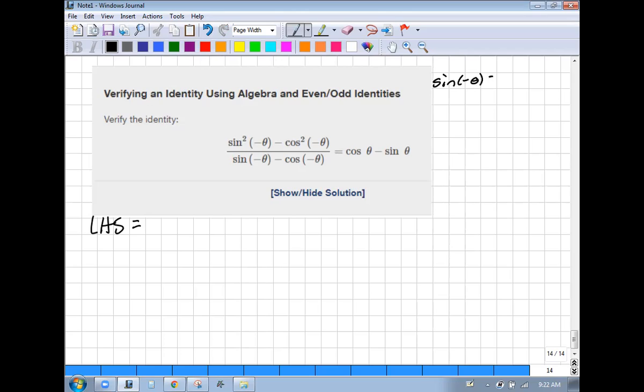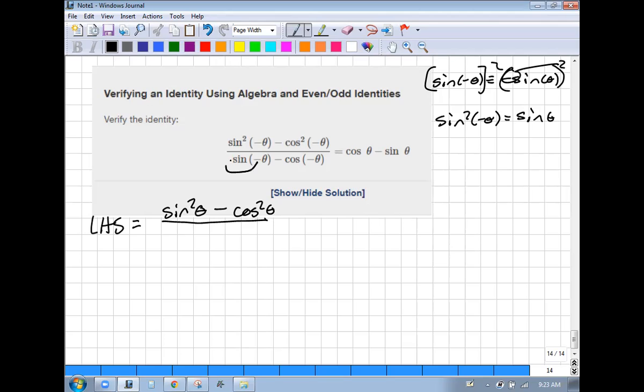Sine of negative theta is identically negative sine of theta, right? But this is squared. So if I square both sides, then I get what? Sine squared of negative theta. This minus sign gets squared and goes away. So I'm going to replace this with just sine squared theta. Cosine is even, so that means I can just throw that minus sign away. Here I can pull the minus sign out, and then this one I could throw away.